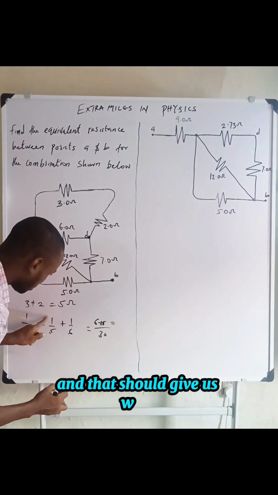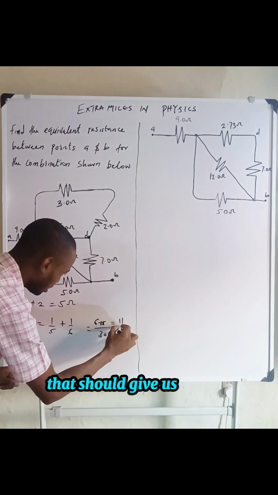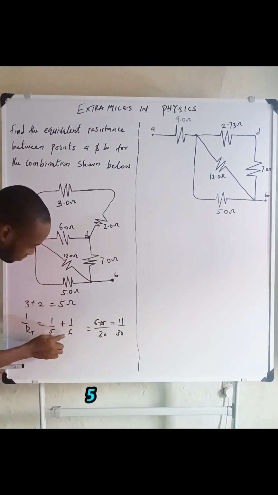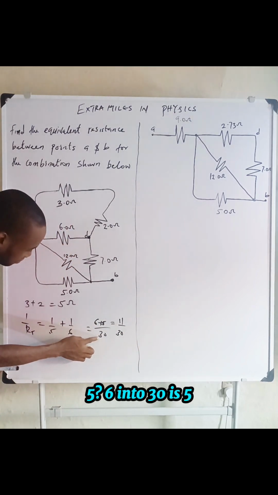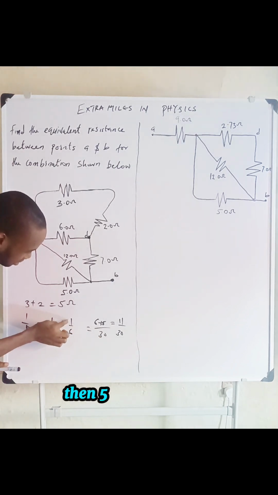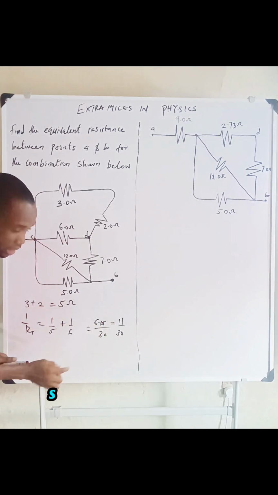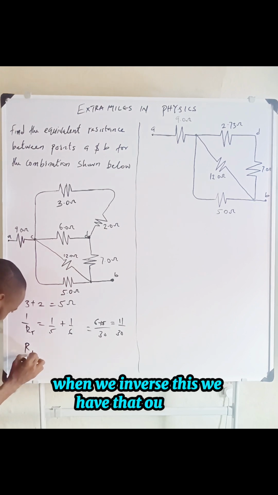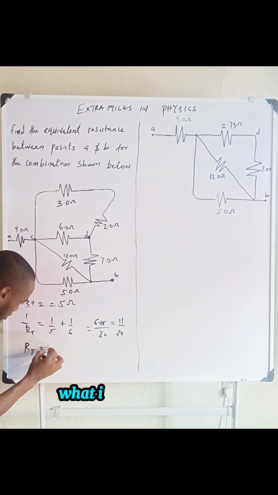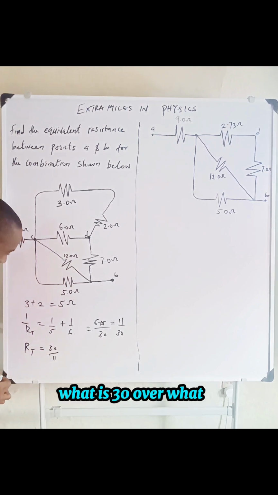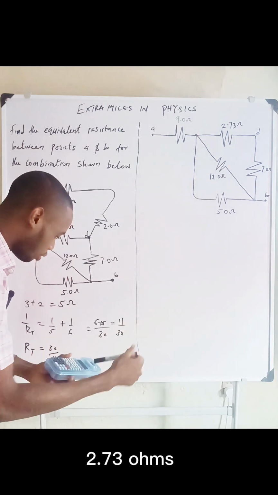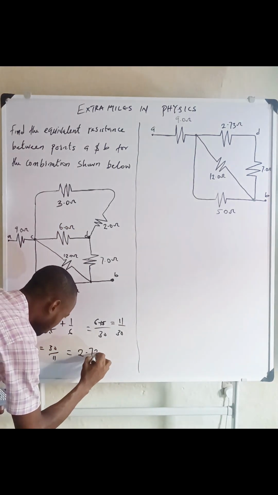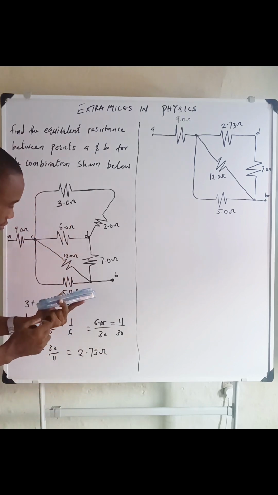And that should give us what? That should give us 11 over 30. Hope you know how we got this 5: 6 into 30 is 5, then 5 times 1 is still 5. So we have 11 over 30. When we inverse this, we have that our RT is 30 over 11, which will give us 2.73. So this is giving us 2.73 ohm.